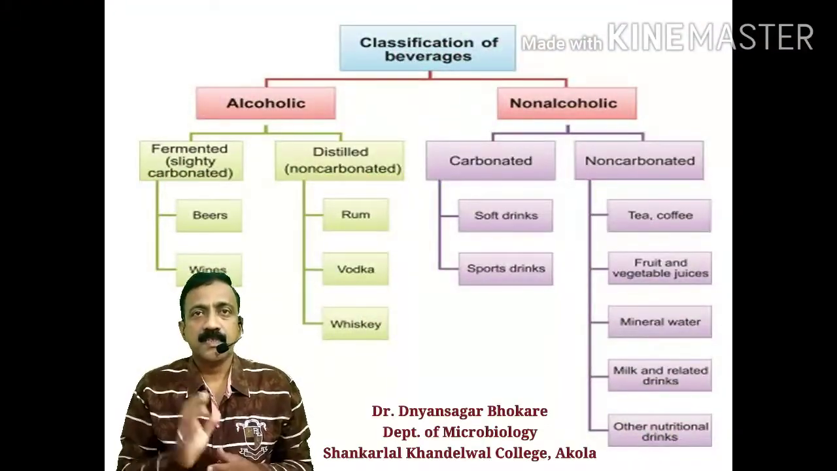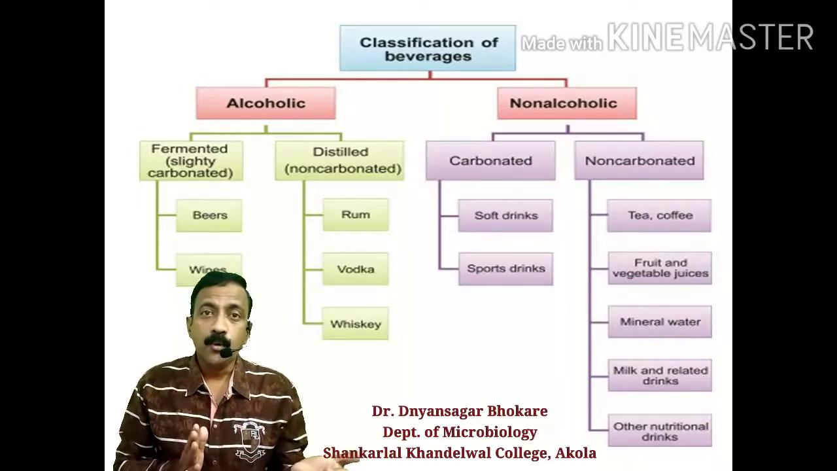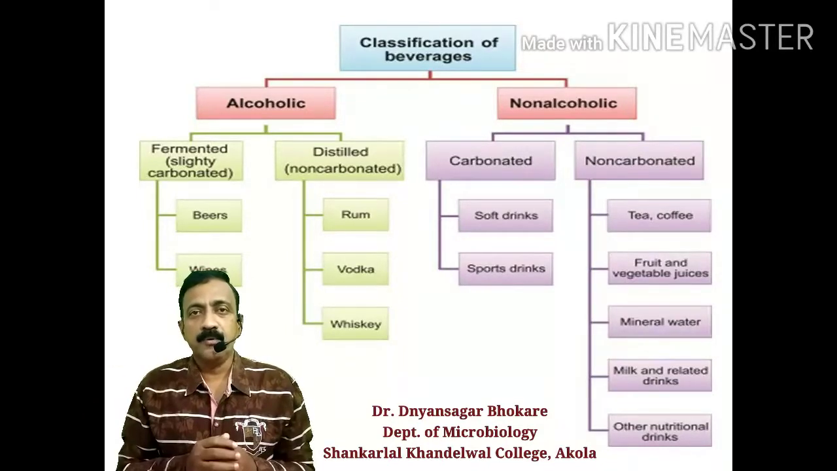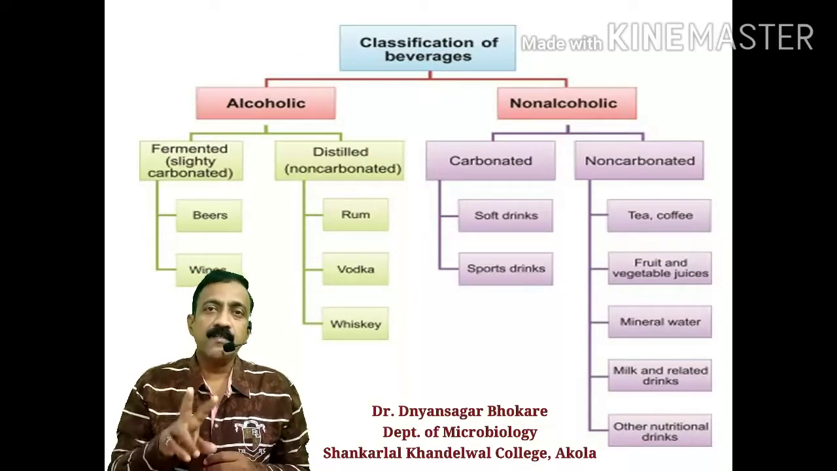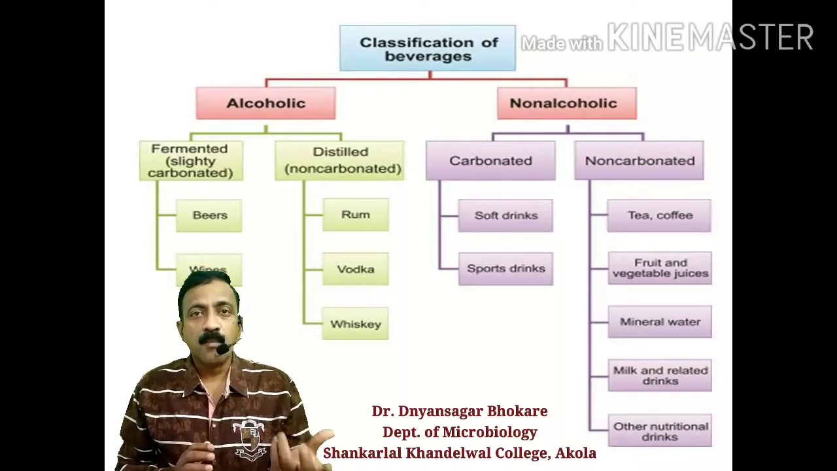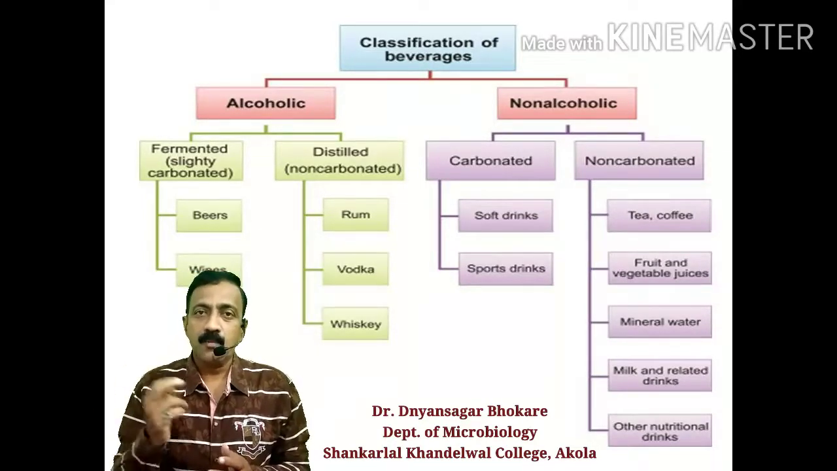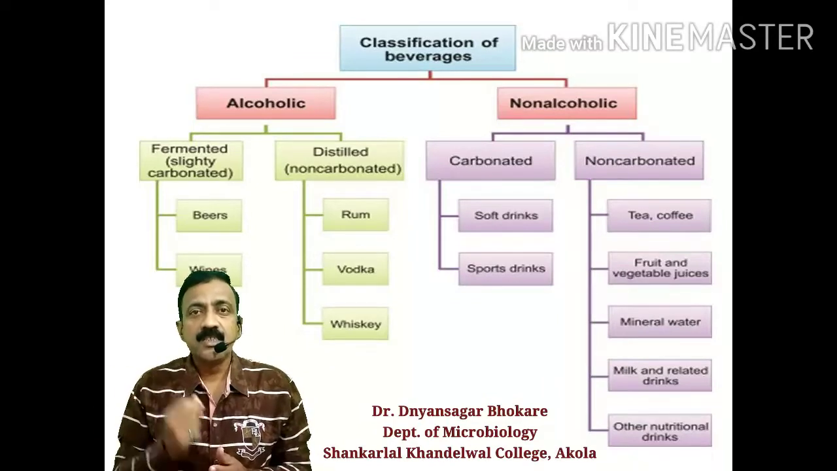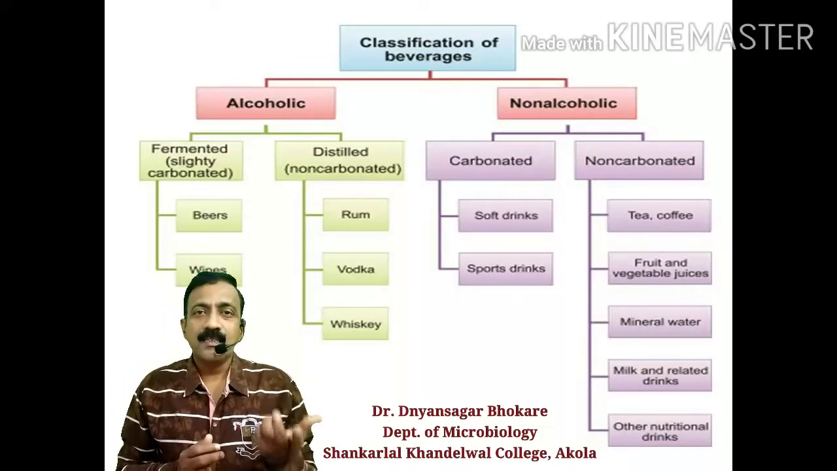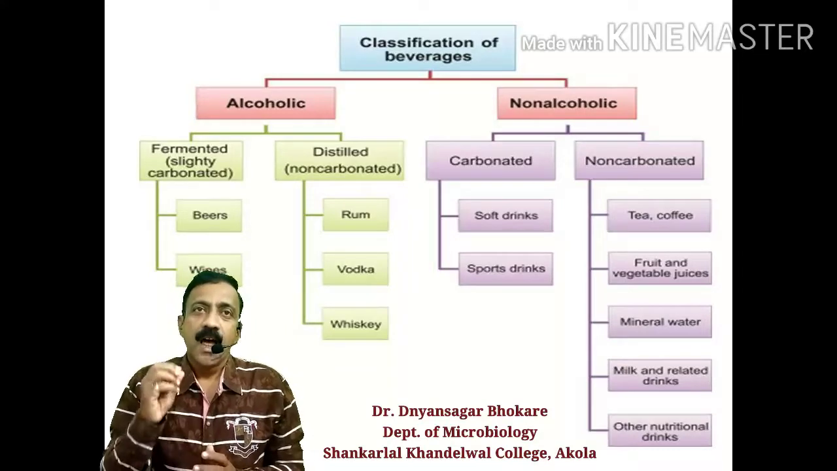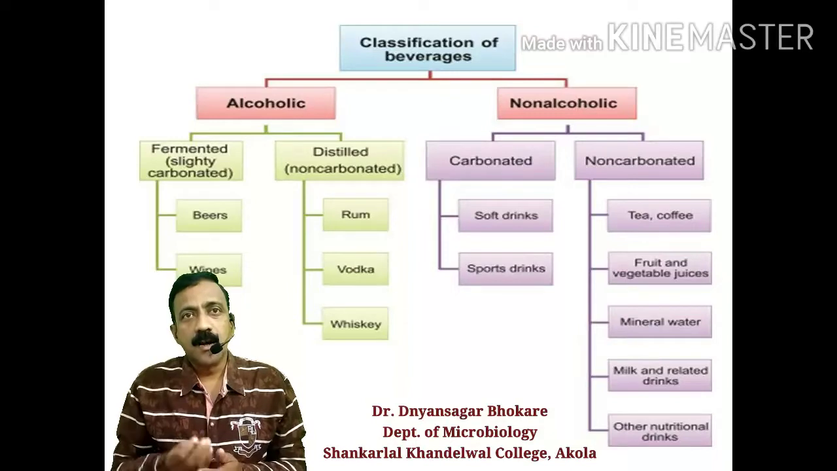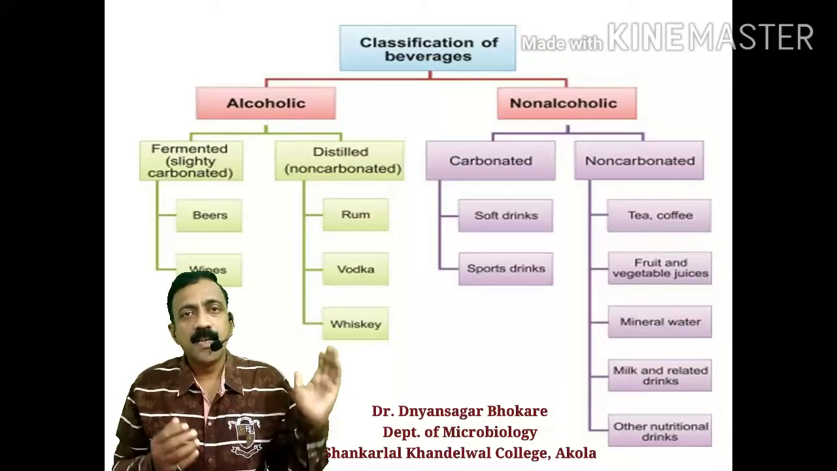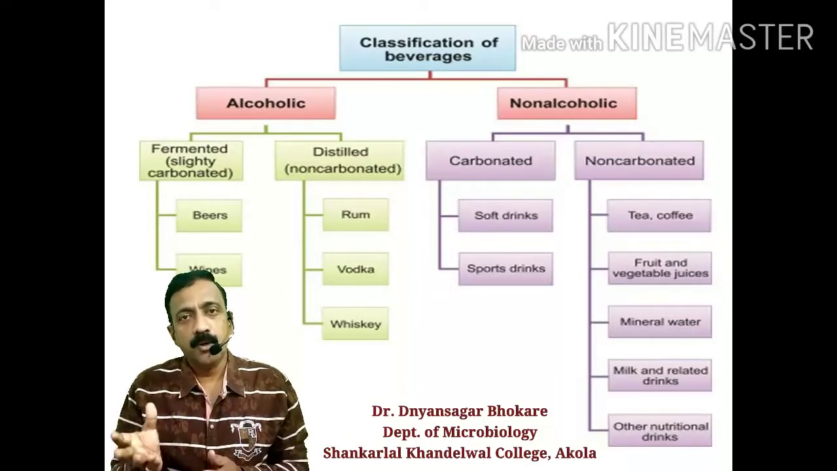Beverages are drinks. There are two types of beverages: alcoholic beverages and non-alcoholic beverages. Beer is an alcoholic beverage. Alcoholic beverages are again divided into two types, such as carbonated alcoholic beverages and non-carbonated alcoholic beverages, that is distilled. So beer and wine are carbonated alcoholic beverages, and distilled beverages, that is non-carbonated, are rum, vodka, whiskey. These are the non-carbonated alcoholic beverages.